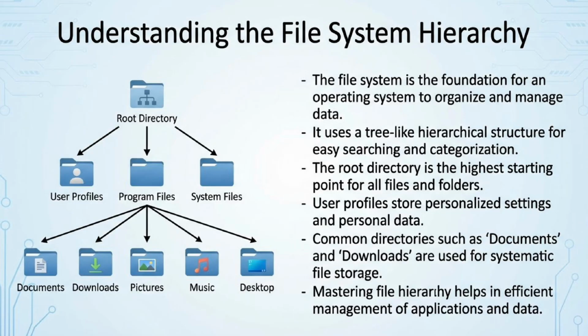The file system hierarchy provides a tree-like foundation for organizing data, with a root directory branching into user profiles, program files, and system files. Common folders such as documents, downloads, pictures, and desktop help keep things systematic, and understanding this structure makes it easier to manage apps, back up important data, and find files quickly.